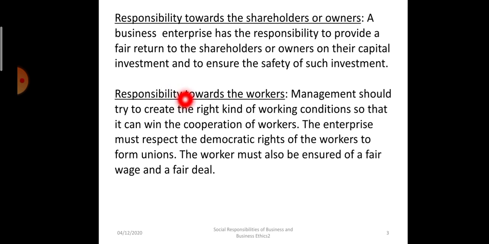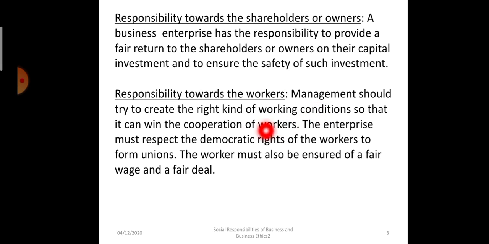Second, workers are very important for the business, and it is the responsibility of the management to provide the right kind of working conditions. That means enough space should be there, safety should be there, toilets should be clean. If they are working for longer hours, dinner or lunch should be provided, proper lighting should be there, and the equipment should be safe and of the latest technology.